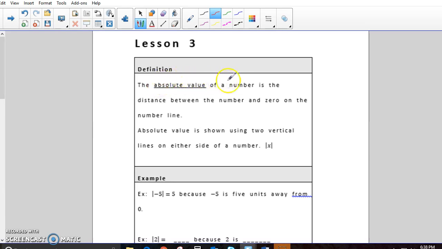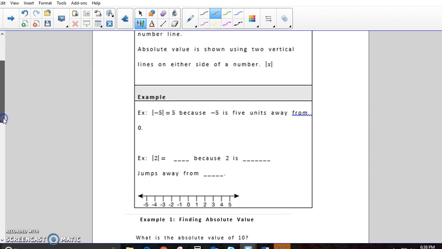The absolute value of a number is the distance between the number and 0 on the number line. Absolute value is shown using two vertical lines on either side of a number. Sometimes you've seen parentheses around a number, but these are straight lines. This is read as the absolute value of whatever number is inside of it.